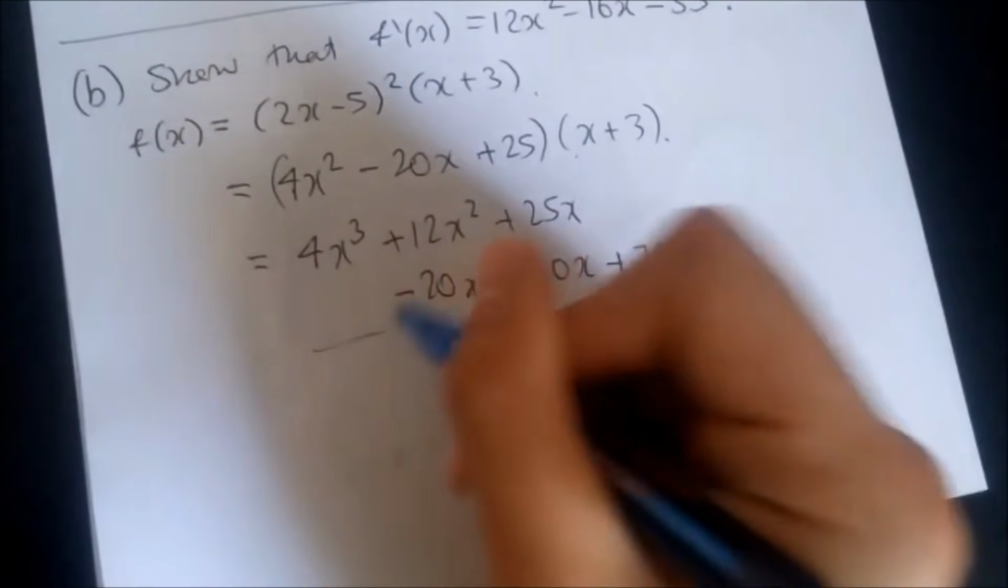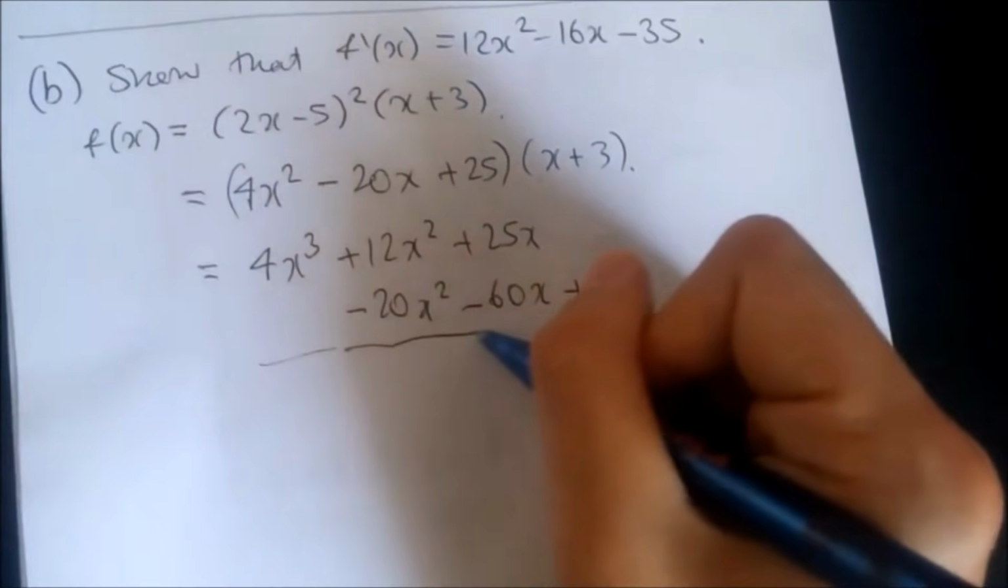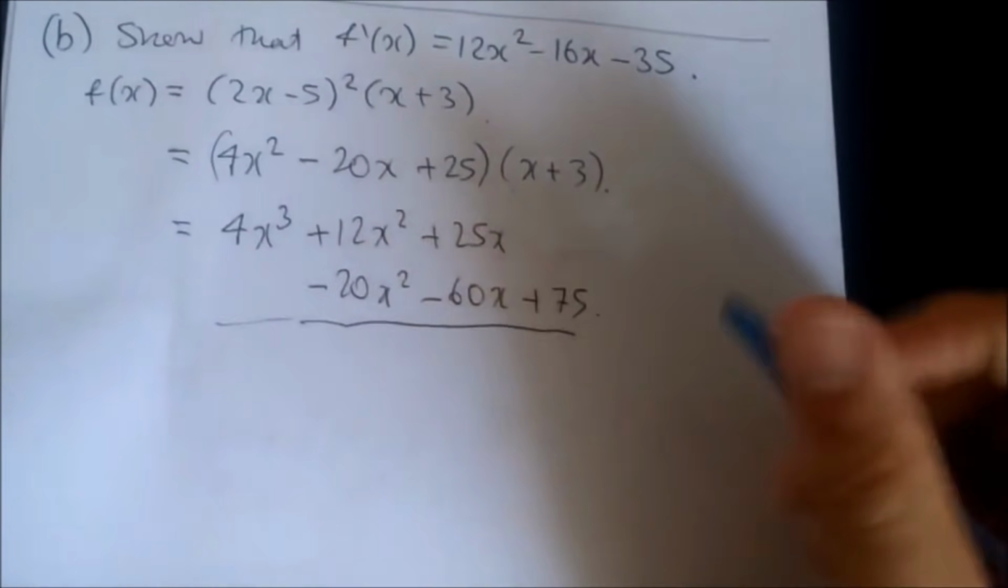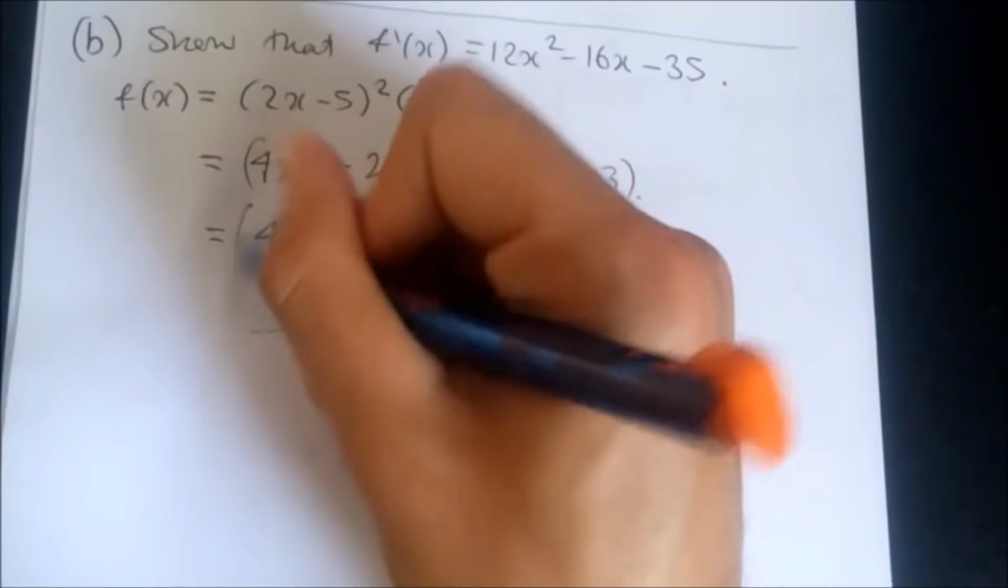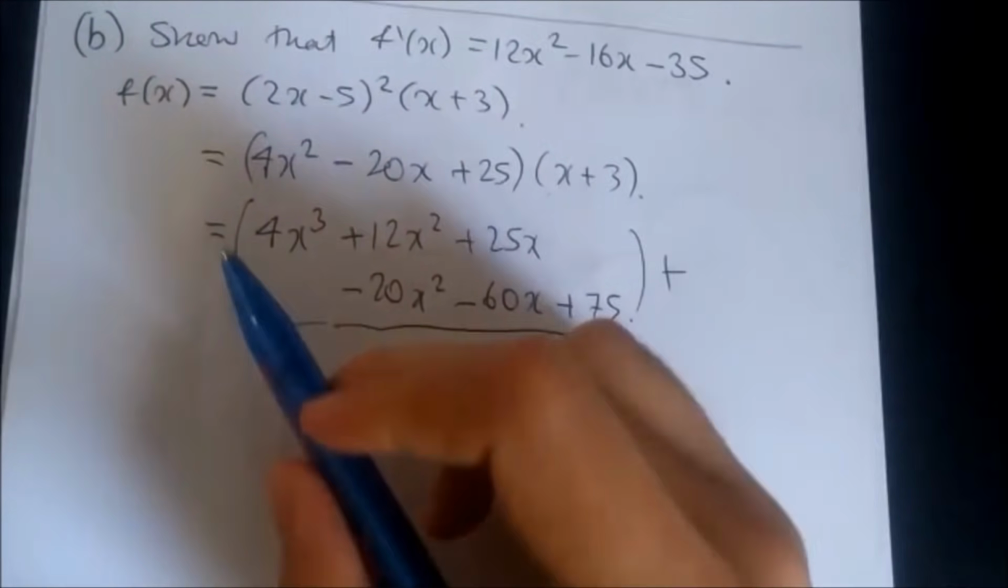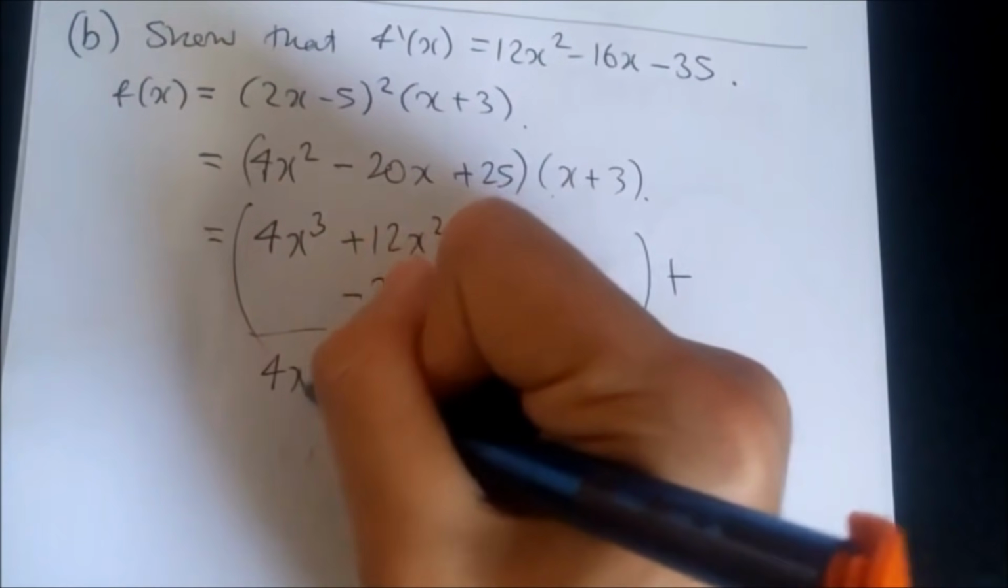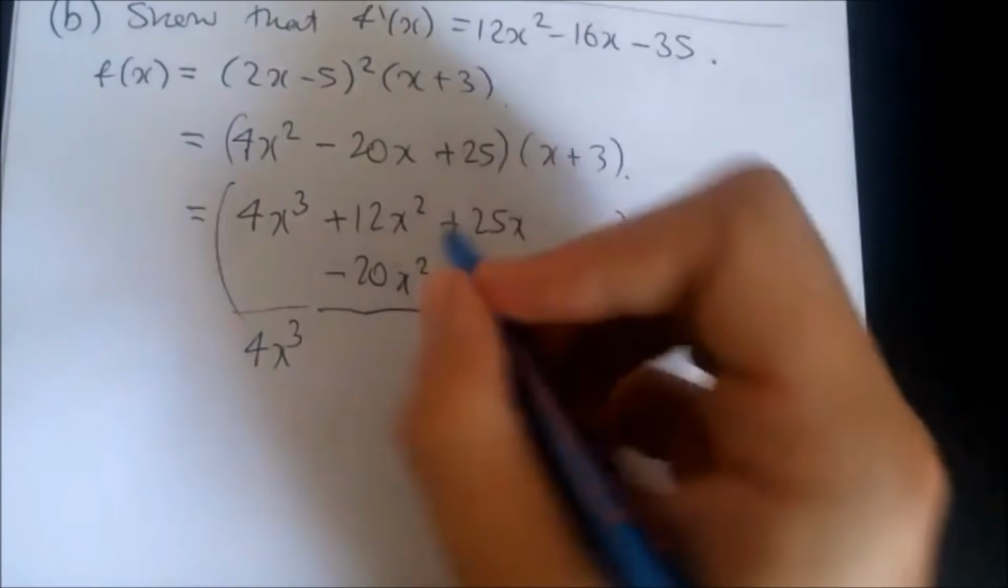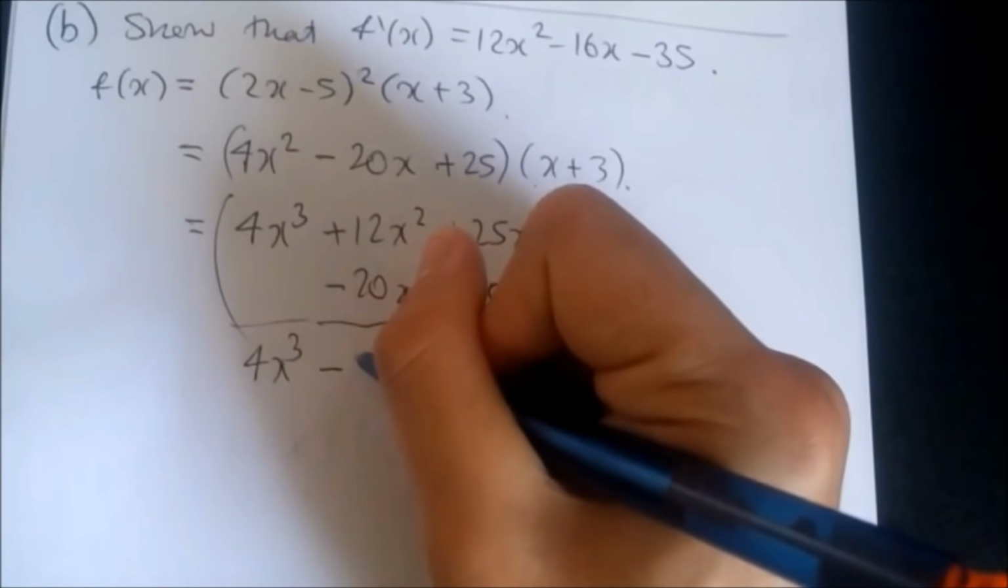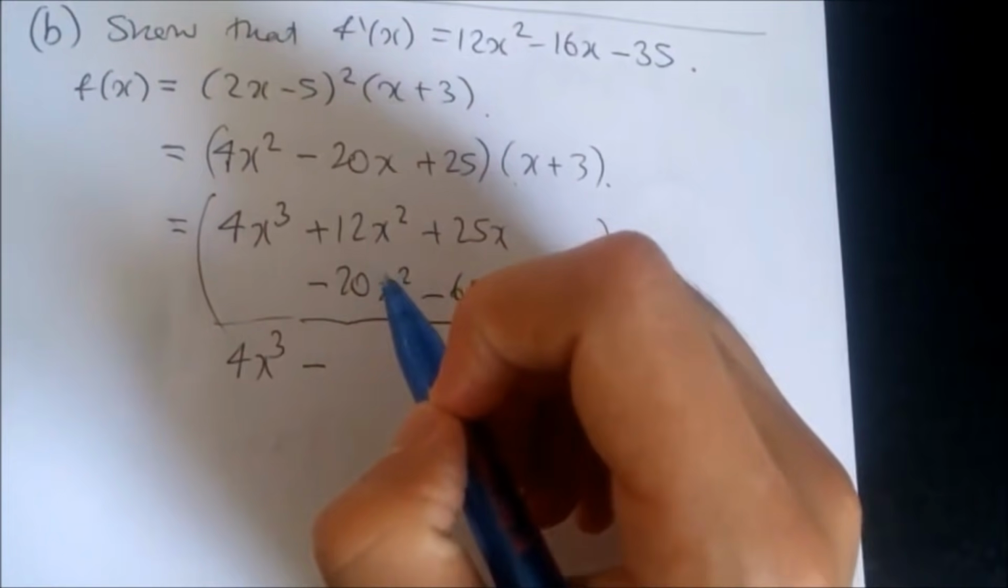Now all we want to do is pretty much sum these up. So summing all these up, because that's what we do. 4x cubed is of course 4x cubed. 12x squared minus 20 will give us minus, let me just double check this one.